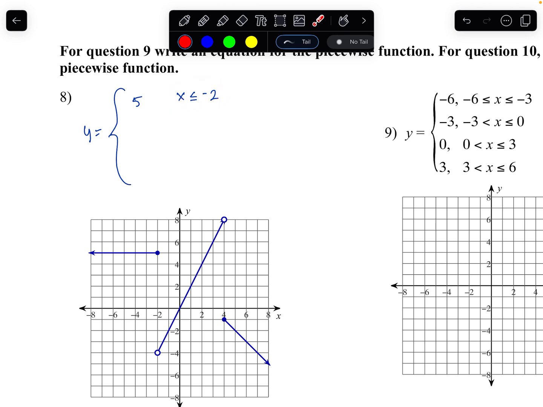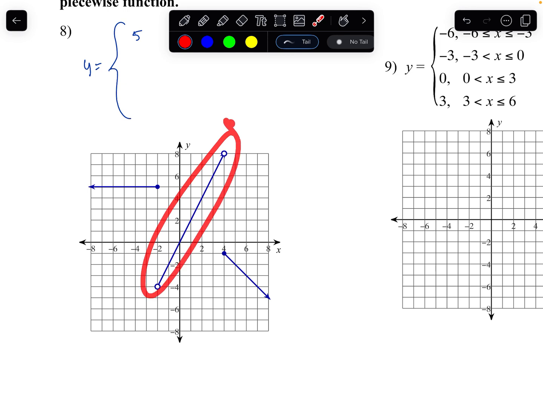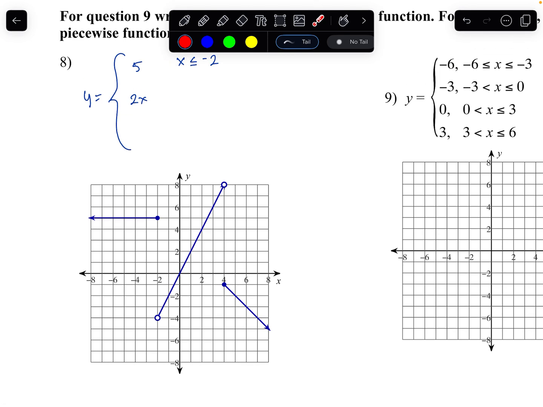And then the next equation is right here, so we have to describe this one. This is a linear function, and the slope of this function is 2. So it's going to be 2x. The y-intercept is 0, so I don't need to write that. And then the domain is from -2 to 4. It's going to be in between, right? So that's where this function is, from -2 to 4. So -2 is less than x is less than or equal to 4.